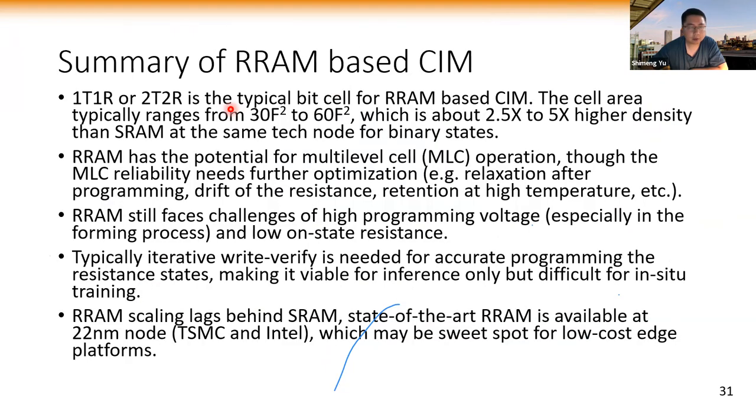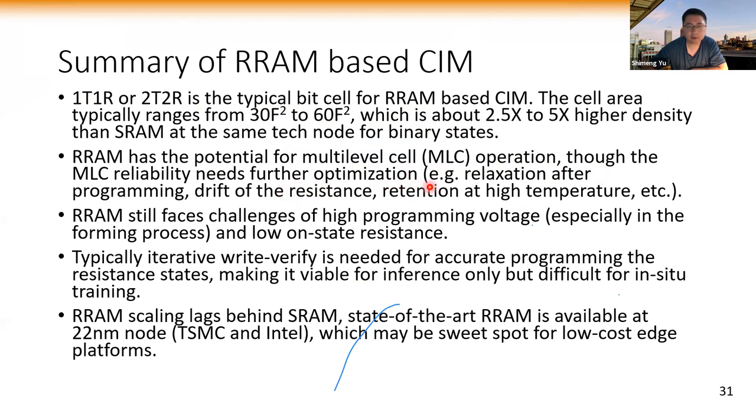So here is a quick summary of the RRAM-based chips. Generally we have 1T1R or 2T2R as a bit cell, so it's much smaller than a 6 or 8 transistor SRAM cell, at the same technology node. And RRAM has potential for the multi-level cell, so we can store 2 bits per cell or even 3 bits per cell. So we can further increase the density of the storage.